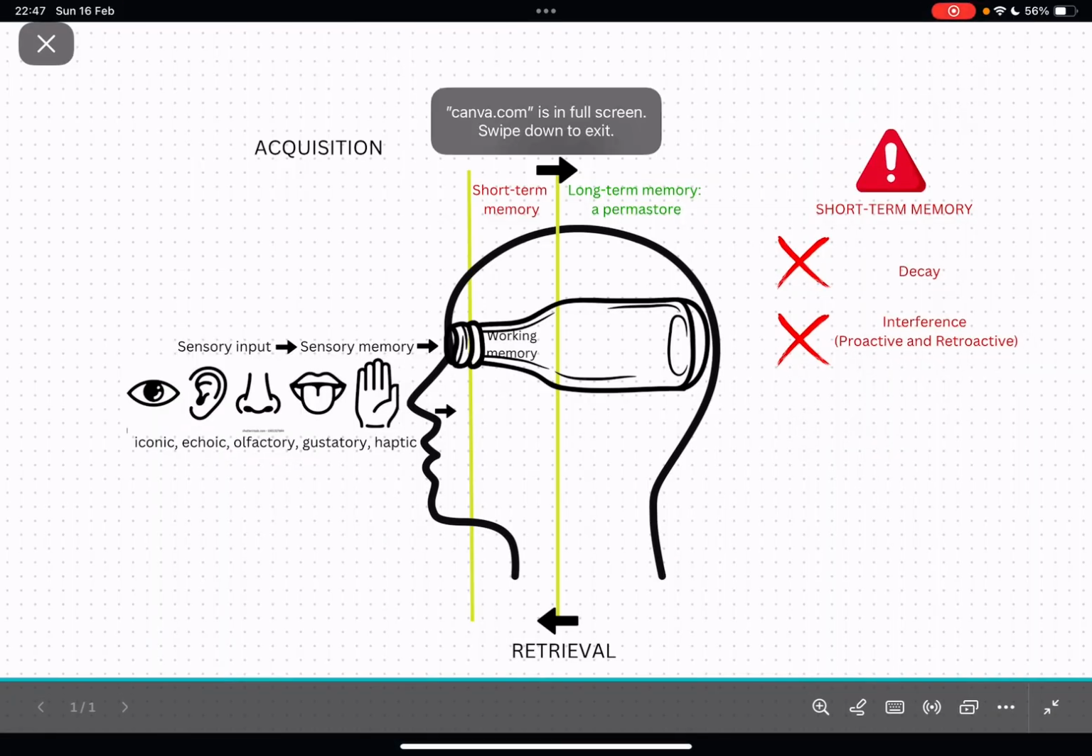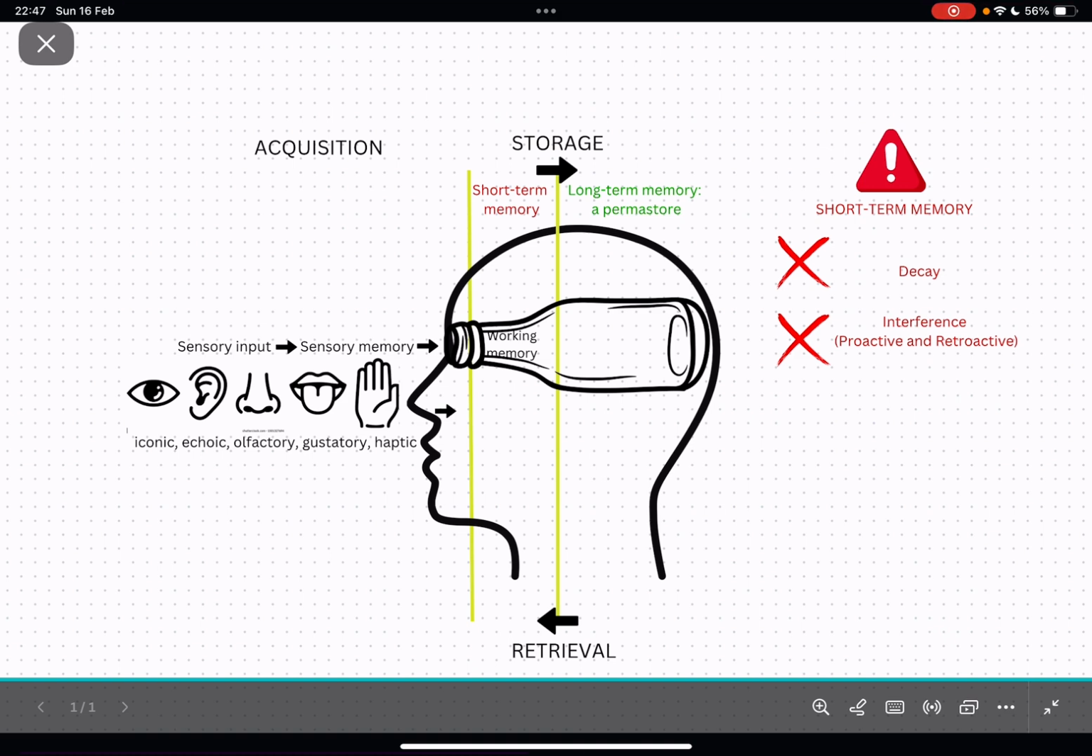Memory in the human brain is a complex process involving acquisition, storage, and retrieval of information. Acquisition is the first step in memory formation, where sensory input is received, processed, and temporarily stored before being either forgotten or consolidated into long term memory. Storage is the second stage of memory formation that refers to the process of maintaining encoded information over time so it can be retrieved later.